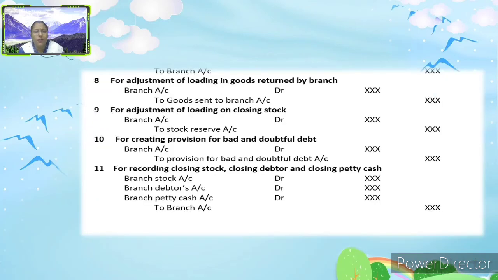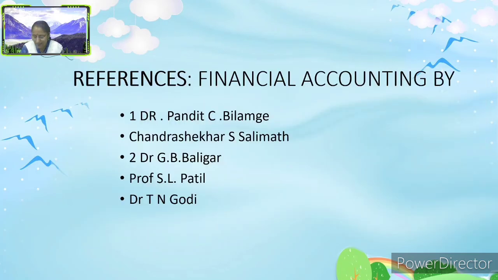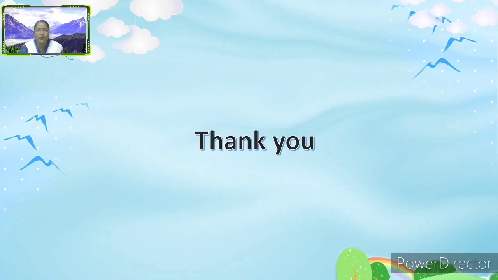Then, for adjustment of loading in goods returned by branch: branch account debit to goods sent to branch account. For adjustment of loading on closing stock: branch account debit to stock reserve. For creating provision for bad and doubtful debts: branch account debit to provision for bad and doubtful debts account. For recording closing stock, closing debtors and closing petty cash: branch stock account debit, branch debtors account debit, branch petty cash account debit to branch account. In this way, we have to pass the various journal entries. These are the references of books which I have used.